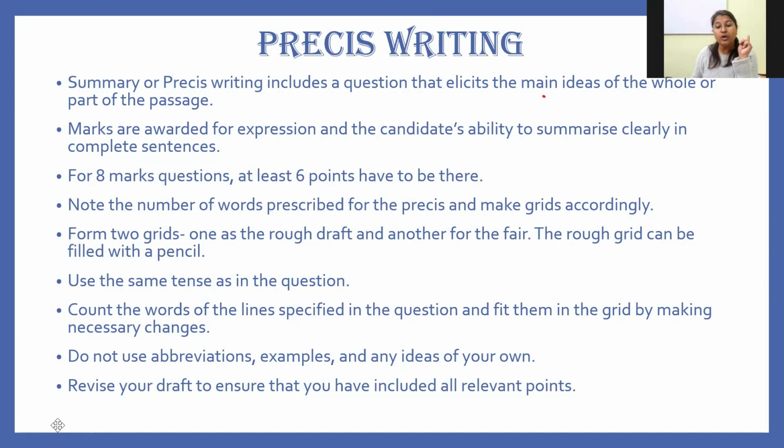Marks are awarded for expression and candidates' ability to summarize clearly in complete sentences. For 8 marks questions, please understand at least 6 points have to be there. Okay, so 6 plus 2, 2 will be there for expression. So for an 8 marks question, at least 6 points will be there. Note the number of words prescribed for the Precis and make grids accordingly. Form 2 grids, one as the rough draft and another for the fair. The rough grid can be filled with pencil.